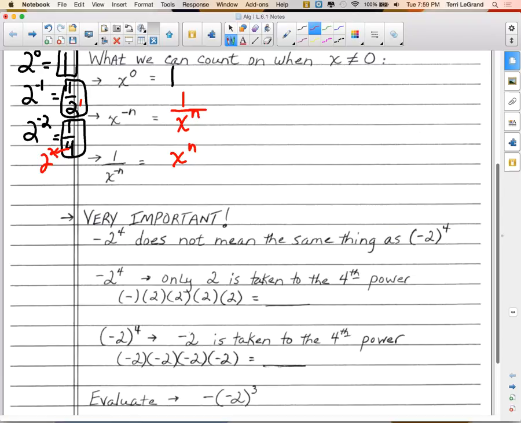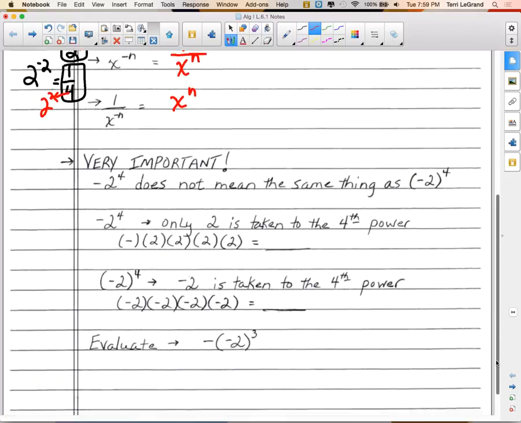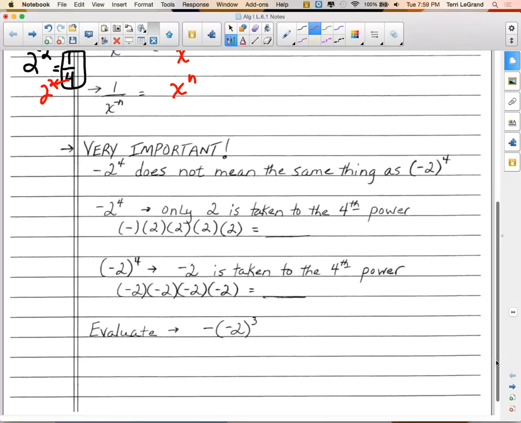So this is how we're going to deal with zero powers and negative powers when we're working with our exponents. Very important, and this is critical. You have to have an understanding of this. If I have negative, or the opposite of, 2 to the 4th power, that does not mean the same thing as negative 2 in parentheses to the 4th power.